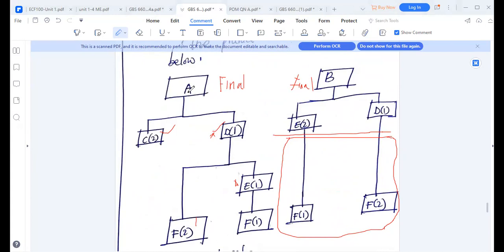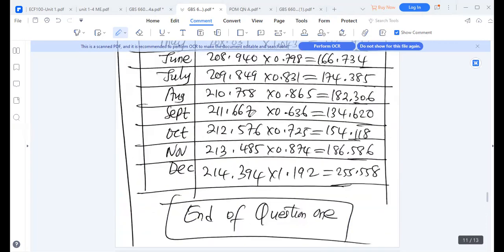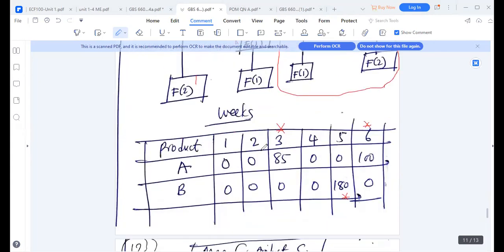So from A by 1 goes to D, and of course from B by 1, because the quantity is 1. So meaning that we need to combine them. So we go for D from A, and we check the structure here. D from A is 85. So this one will go to D by 1.